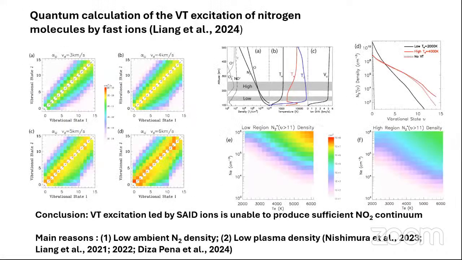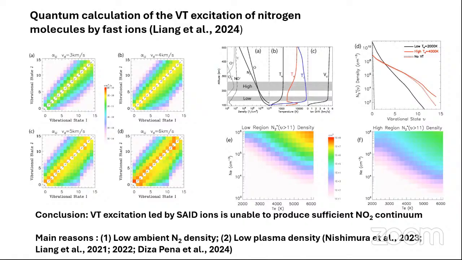However, the feasibility of Brian's proposal for STEVE was challenged by my study published last year. In this paper, we performed quantum calculations and derived the rate coefficients for the vibrational translation excitation led by fast ions, and applied these coefficients in the context of SAID and STEVE. Our conclusion is that the vibrational translation excitation led by SAID ions is unable to produce sufficient NO2 continuum to explain the STEVE brightness. There are two main reasons for such a failure.